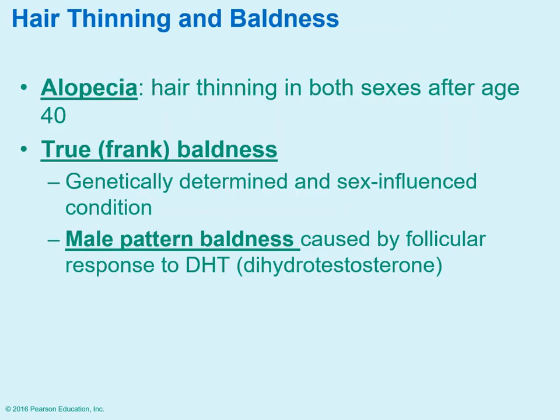Hair thinning and baldness. Alopecia is hair thinning more excessively, typically after the age of 40. True baldness is determined genetically. Male pattern baldness is one type of baldness that can be triggered by response to different hormones.